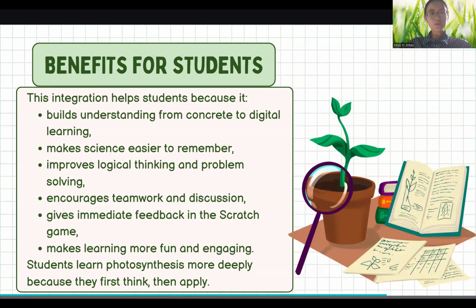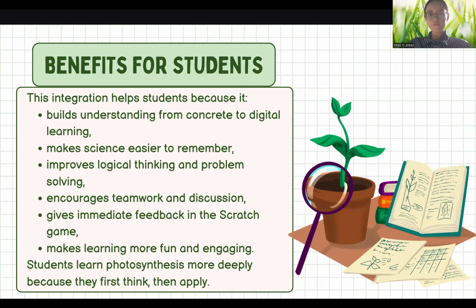Now, let us turn to why this integration actually matters. Starting with the benefits for students. This approach helps students build understanding gradually, moving from concrete materials to digital application. It makes science content easier to remember, strengthens logical thinking and problem solving, and encourages teamwork through discussion. In addition, the Scratch game gives students immediate feedback, and the interactive format makes learning more fun and engaging overall.